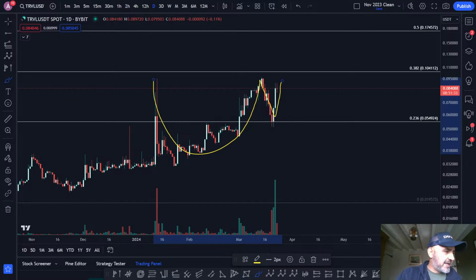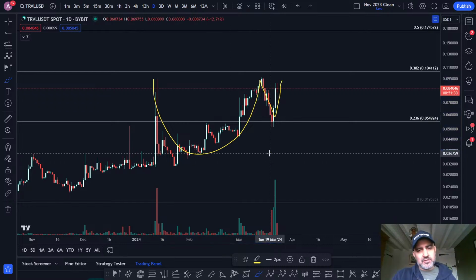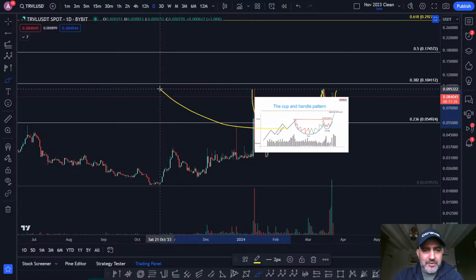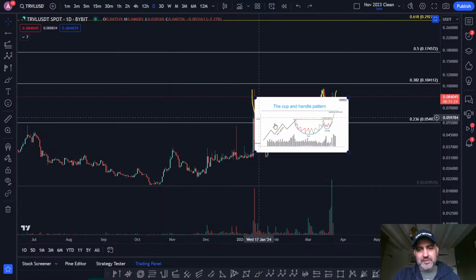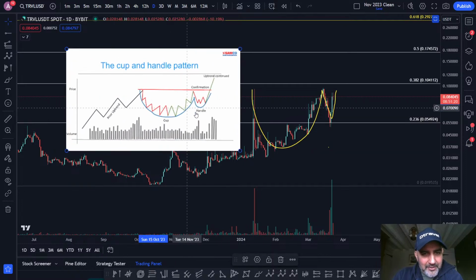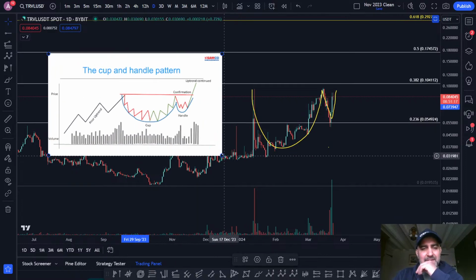It's called the cup and handle. I call it the teacup because I'm British. The cup and handle pattern. Wherever you're from, you can call it whatever you want. Call it toilet bowl and handle. It kind of looks like a toilet bowl. Call it whatever you want.